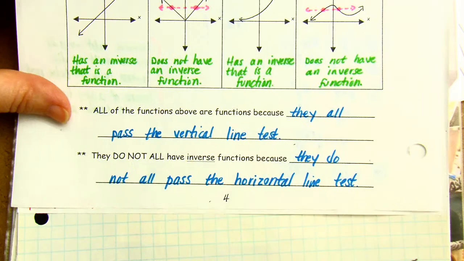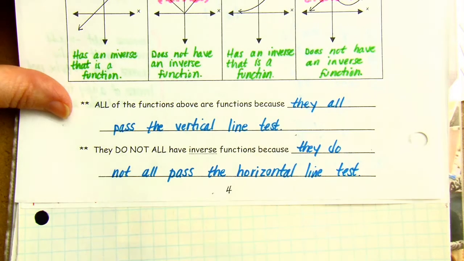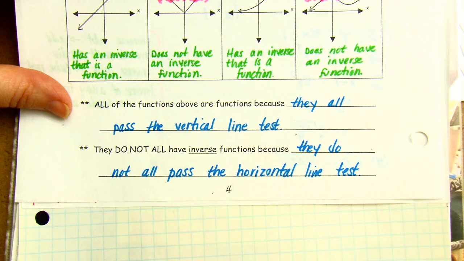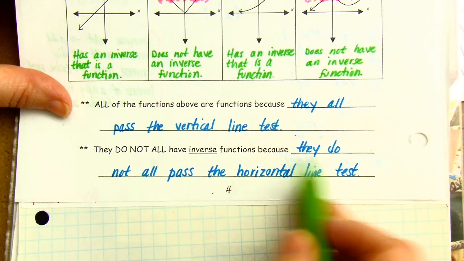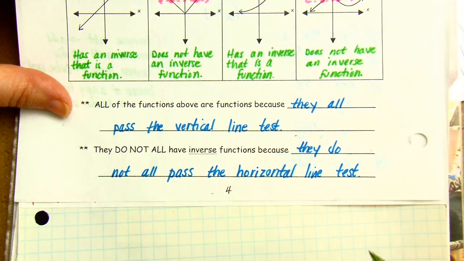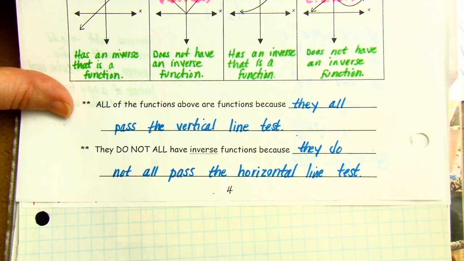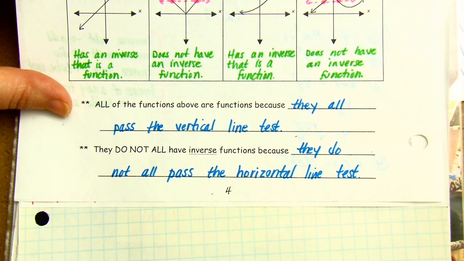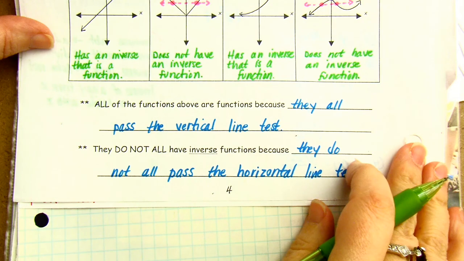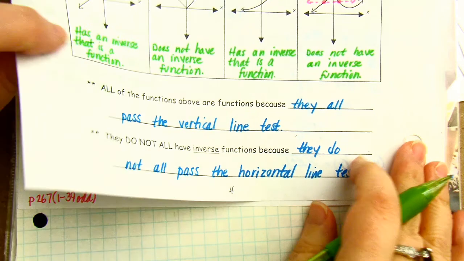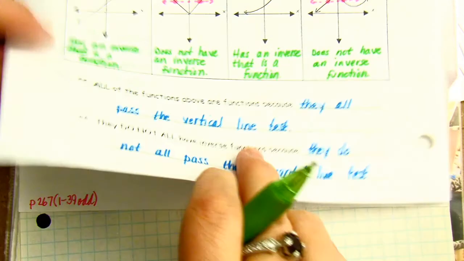Again, this part here, all the functions are functions. Why? Because they all pass the vertical line test, and they do not all have inverse functions because they do not all pass the horizontal line test. Okay, they have inverses, but not all the inverses are functions. All right, you got a question on that? Please let me know so I can help you out with that.